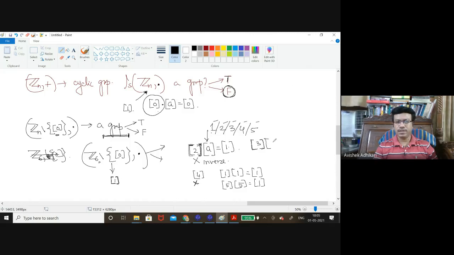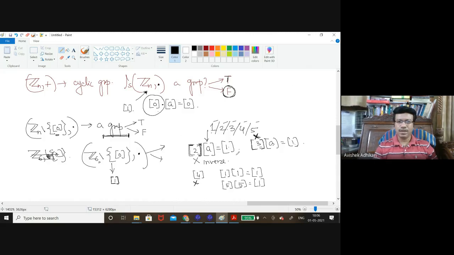So if I consider class 3 times A, that should be equal to 1. Start with 1, it's 3. Start with 2, it becomes 0. Start with 3, it becomes again 3. 4, it becomes 0. 5, again 3. So you can see that for class 3 as well, it will not have any multiplicative inverse.